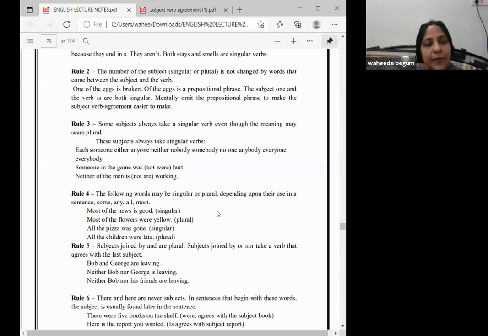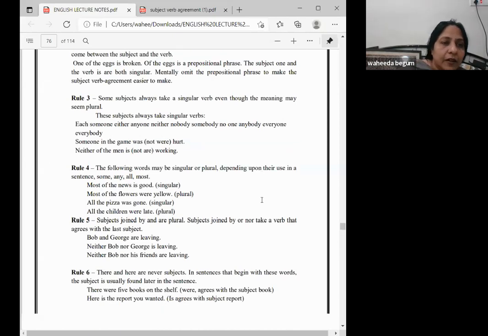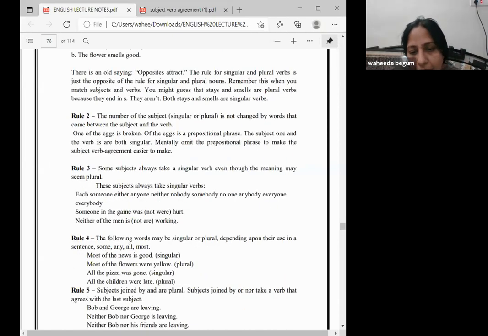Neither of the men is working. It is not neither of the men are working. It's not like that. Because we are talking about neither, it becomes singular. Neither of the men is working. Understood? Or should I repeat?